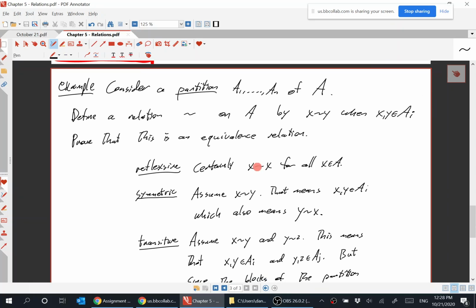So certainly any X in A is in the same block with itself. So X is related to X. And then assuming X is related to Y, that means X and Y are in the same block, which also means Y is related to X, because sets have no particular order to the elements.